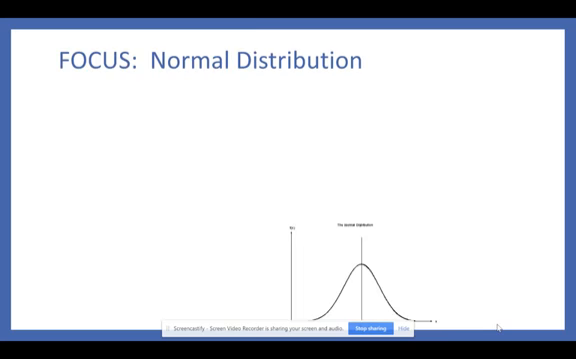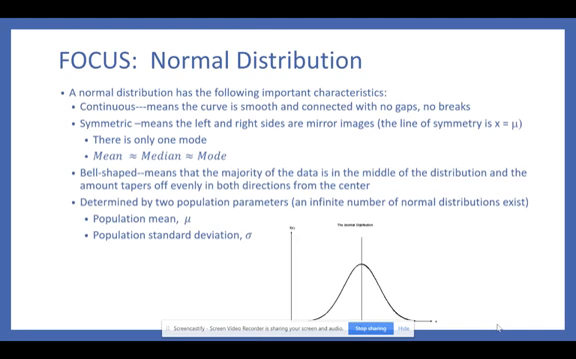One of the most important probability distributions that exist, it's not the only one, but one of the ones that we use quite often, is the normal distribution. A normal distribution has some very important characteristics. First of all, it is continuous, which means you have a smooth curve. It's connected with no gaps or breaks. You can actually put your pencil on the paper and draw the entire curve without lifting your pencil.